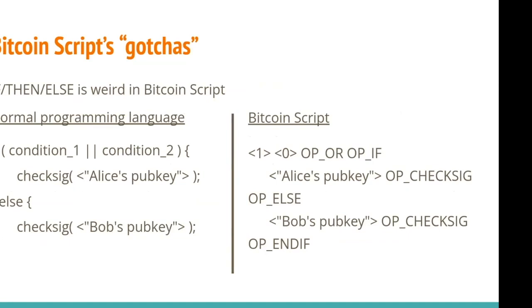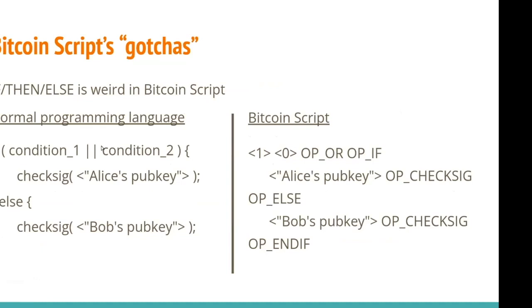if then else, which is weird in Bitcoin script. So over here, I've got an example of how a normal programming language does if then else, and when normal programming languages try to follow how natural language would do it. So here we've got if condition 1 happens or condition 2 happens, then you check Alice's signature. Otherwise, you check Bob's signature.